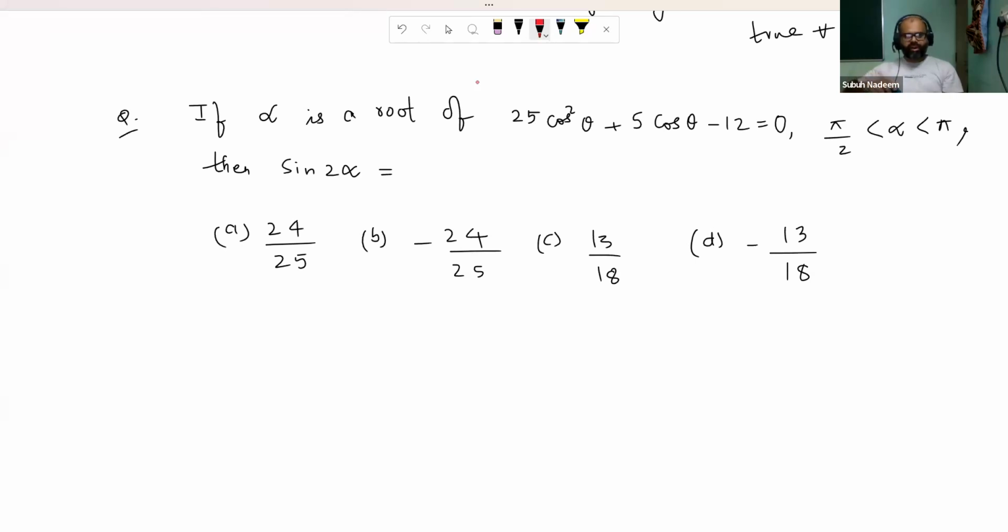So this is first a quadratic in cos theta. You all know how to solve a quadratic, either by middle term splitting or by quadratic formula. So you can solve it and find cos theta. After getting cos theta, you have to see that alpha is such that it is in the second quadrant. It is between pi by 2 and pi, second quadrant. So you will select that value which will give you it in the second quadrant. Then you have to find sine 2 alpha.